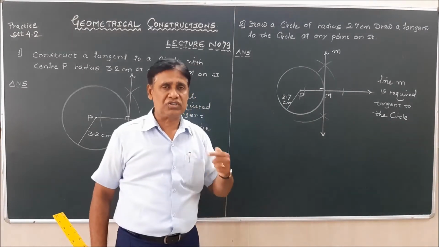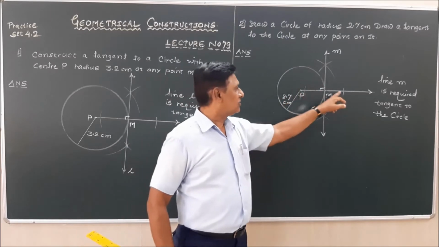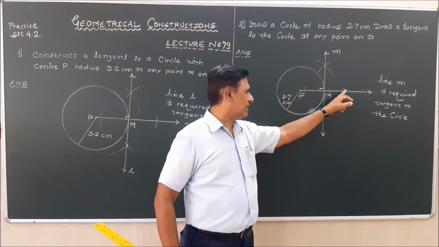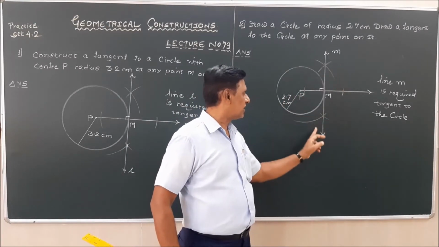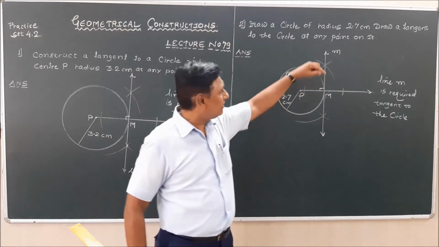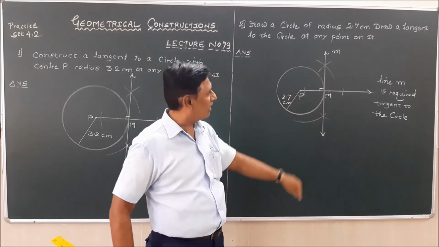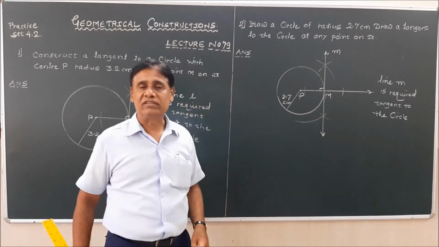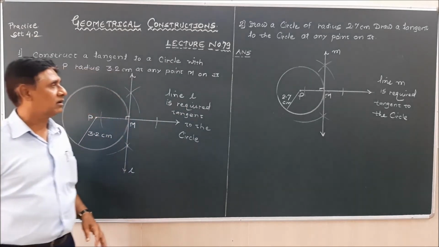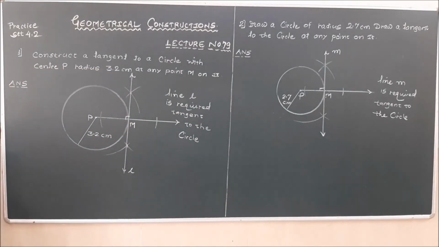Next step: without changing the distance, by keeping the same distance, interchange the position of the middle point and place it over here. Draw arcs intersecting the previously drawn arcs. Then through the point of intersection of these arcs and point M, draw a line. This line is perpendicular, and that line is called the tangent, which is always perpendicular to the radius.